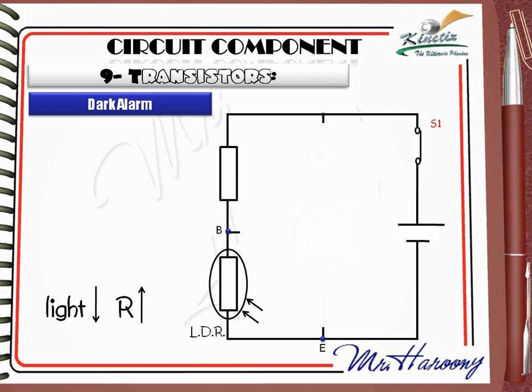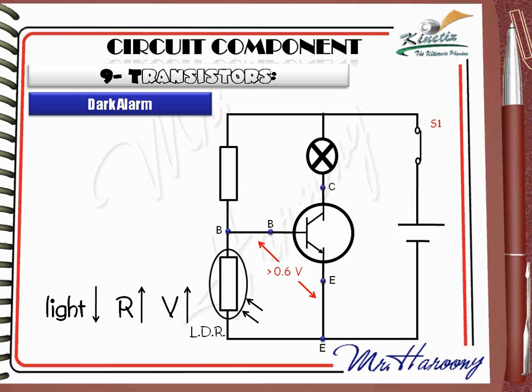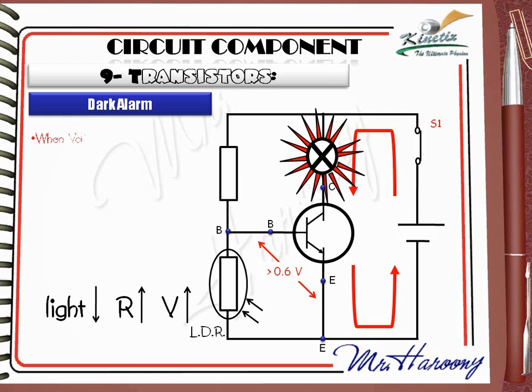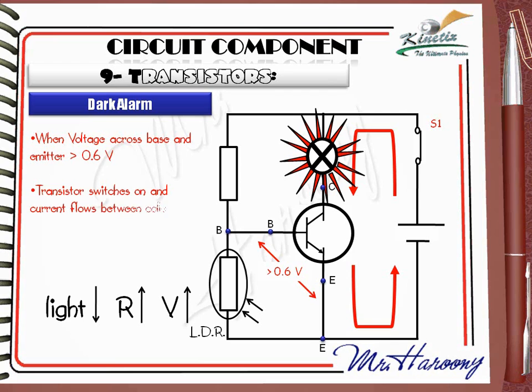When the resistance of the LDR increases, its share of the voltage will also increase. When the voltage across the LDR becomes greater than 0.6 volts, in other words, the voltage across base and emitter becomes greater than 0.6 volts, the transistor switches on, the current flows between the collector and emitter, and the bulb will light. You will find that the bulb will light when the surround becomes dark.